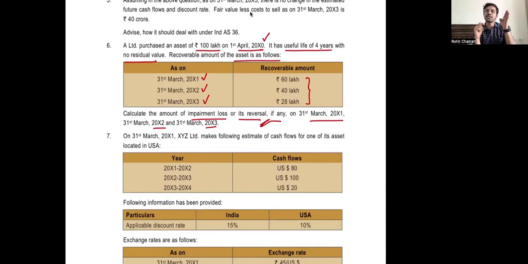If impairment loss is an expense, then impairment loss reversal is basically a gain. Ind AS 36 permits the recognition of gain. How is it calculated? We'll see through question number 6. So let's start by solving it.